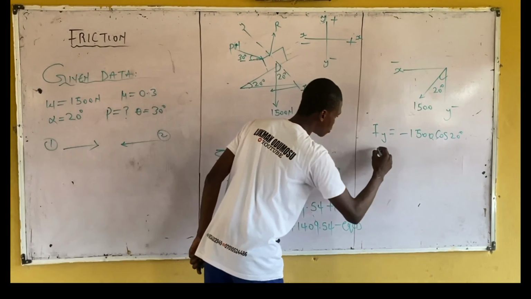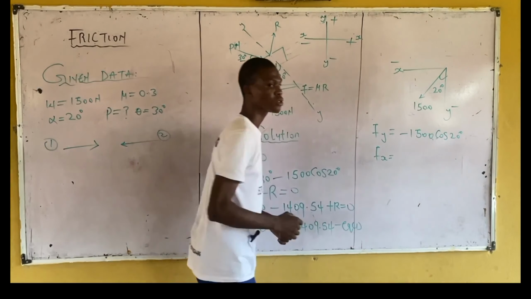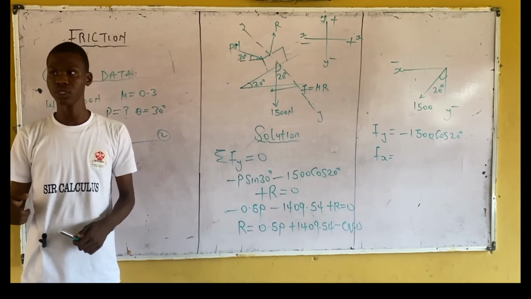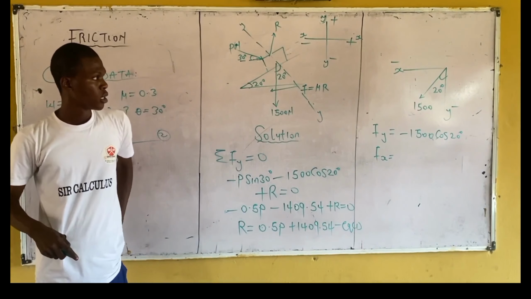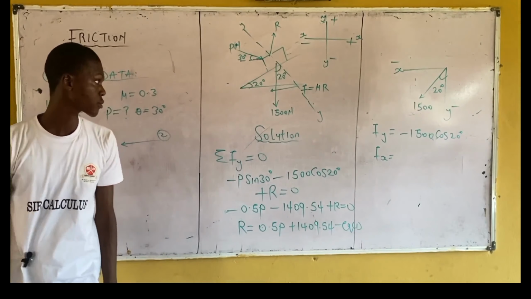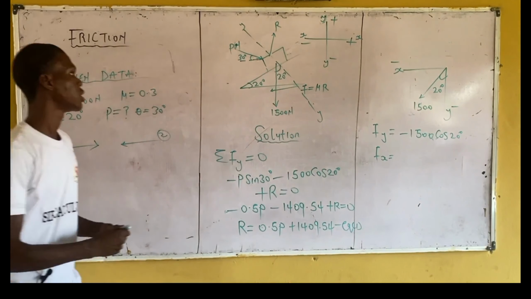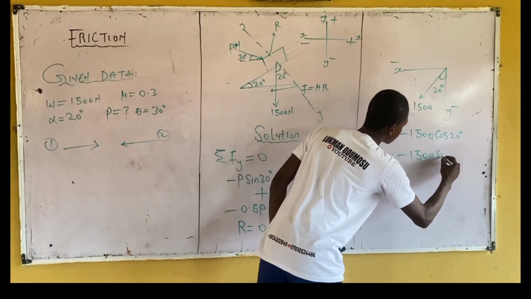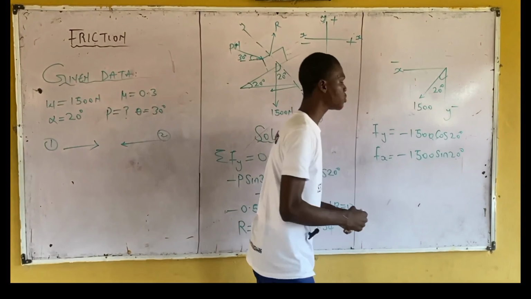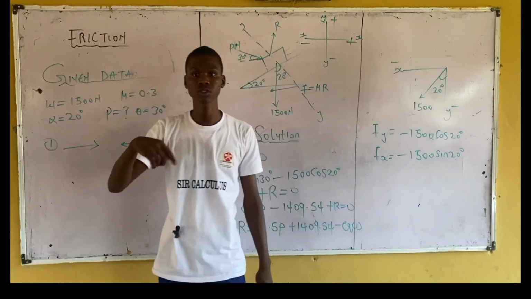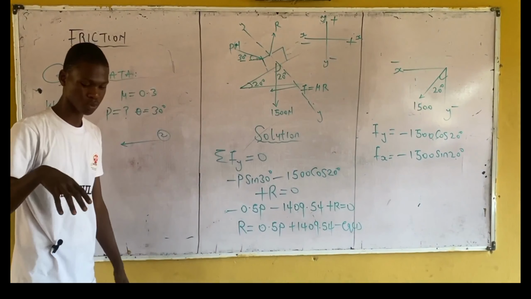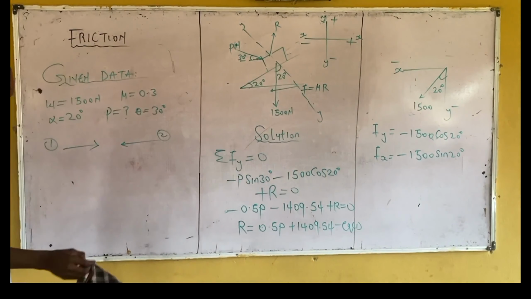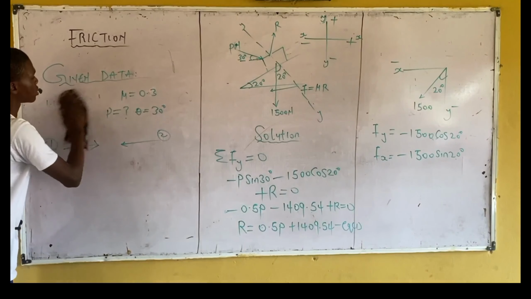Then F of x should be what? I want you to tell me what your F of x should be. Negative 1500 sine 20 degree. So keep this value. This is what we use when resolving our forces in horizontal components. Okay, now let's solve for the horizontal components here.